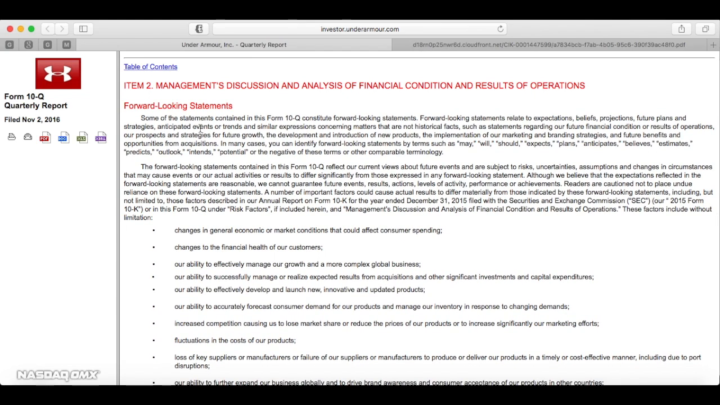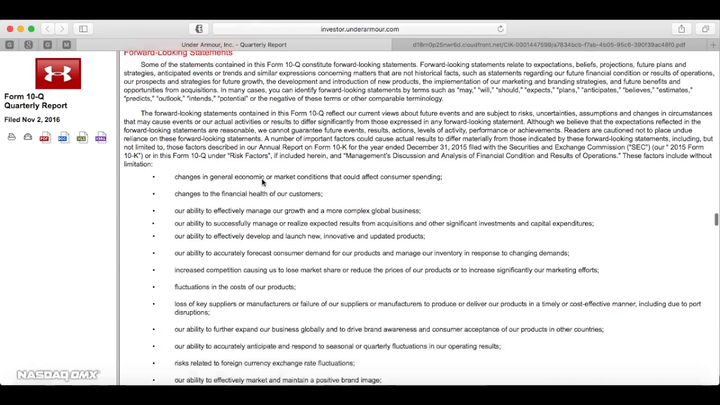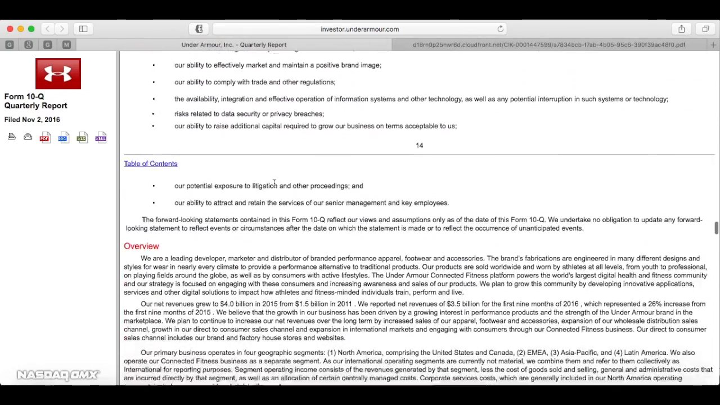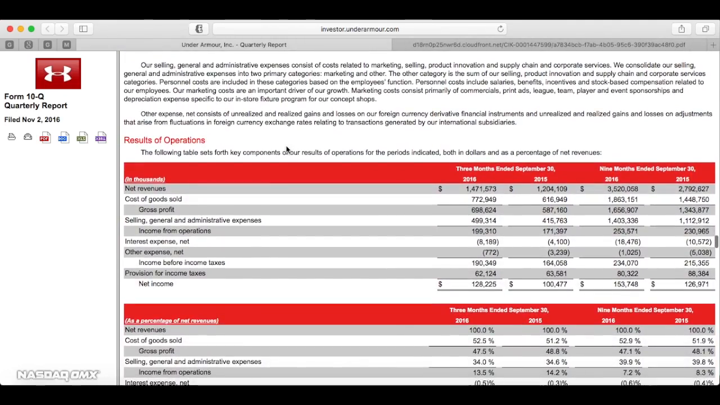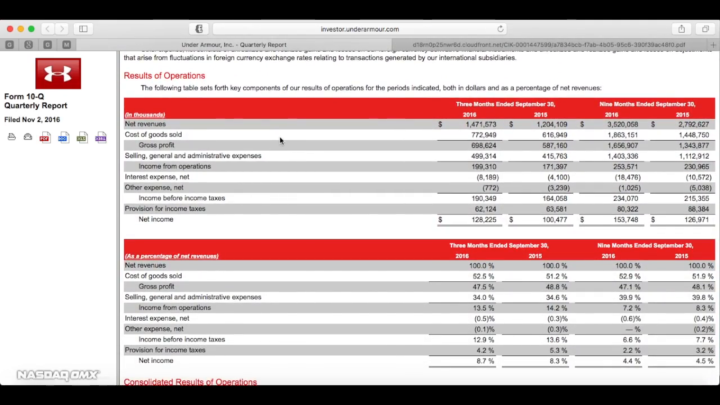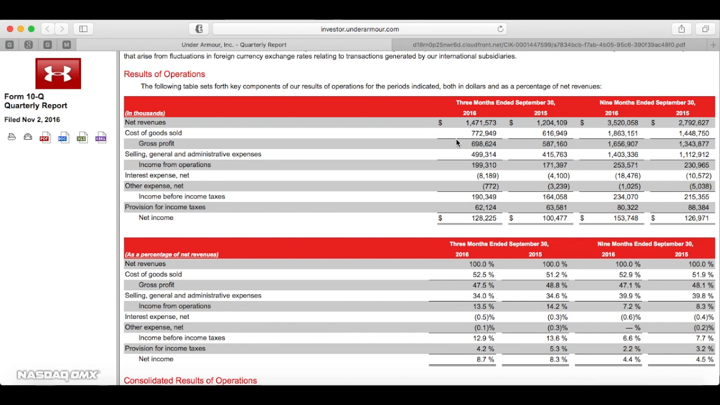Next, they tell you, hey, we're making a lot of statements here. These are forward-looking. We're not sure if they'll be true or not, and this is a lot of legal mumbo-jumbo. More overview. I think we saw this earlier, but with Under Armour, you're fairly certain on what's going on here. Results of operations. So we get the net revenues. Again, this is consolidating some stuff we've seen. Also, they start putting some of this stuff in word form. So we see these net revenues. These are all figures we've seen before.